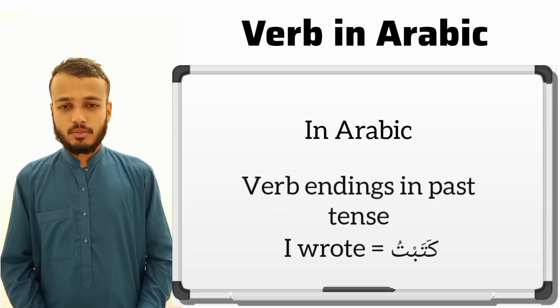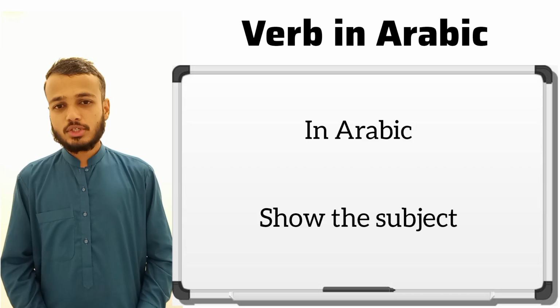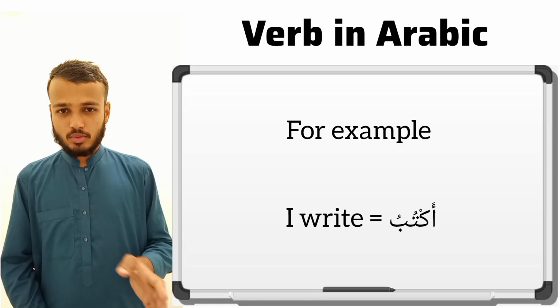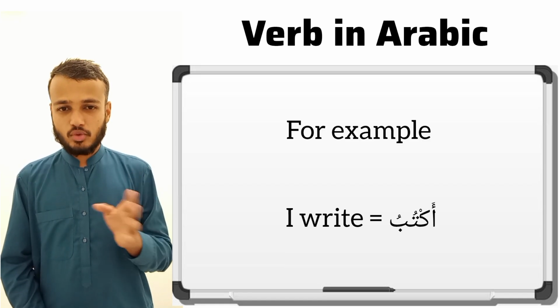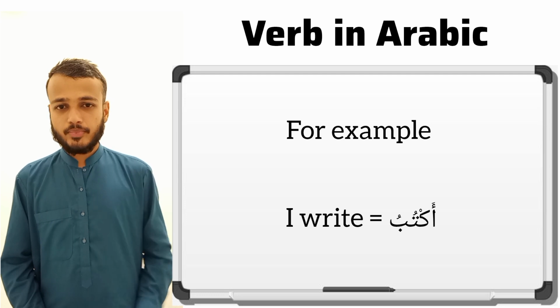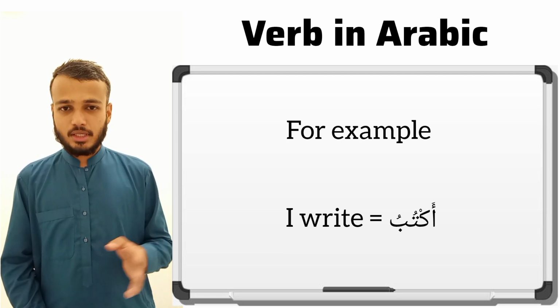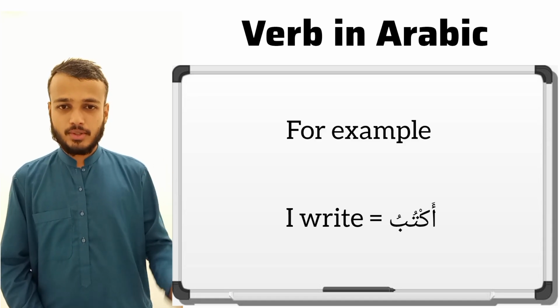In Arabic, the verb ending in past tense and verb starting in present tense often show the subject. For example, aktubu. This is a present tense, okay? We add alif at the beginning of the verb. Alif means I. Ana aktubu. Simply say aktubu. No need to say ana aktubu. Both meaning is I write.